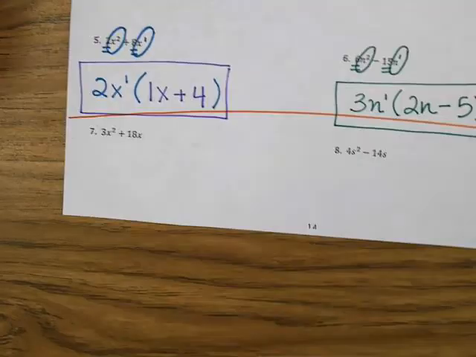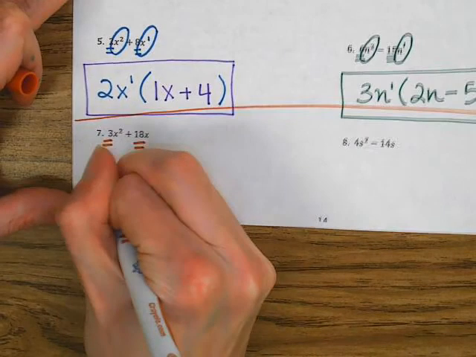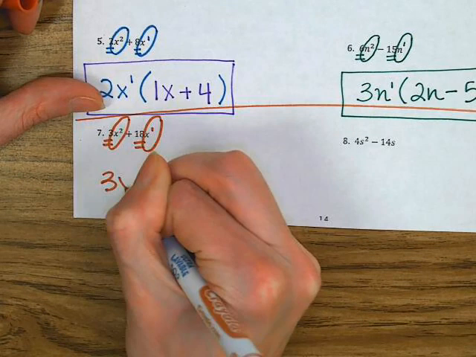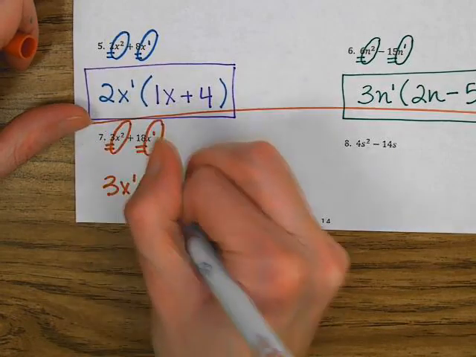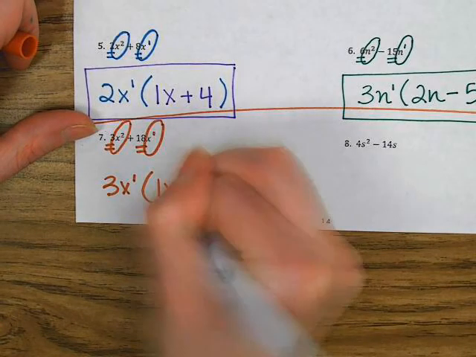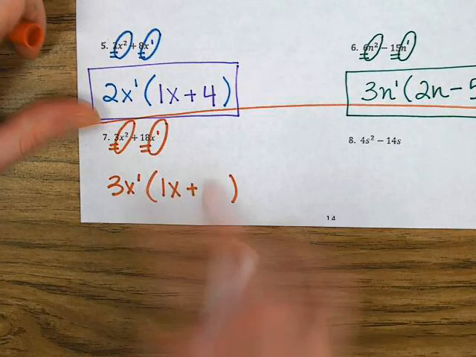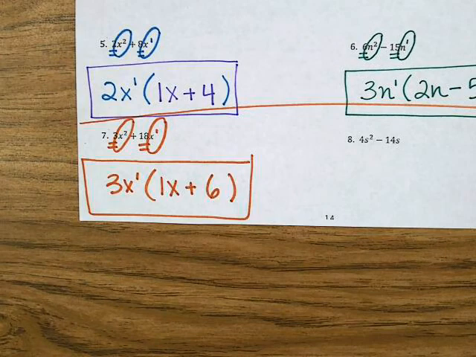So 7, numbers first. So 3 and 18, you can pull out a 3. And since they both have x's, you can pull out the smaller amount, so x1. All right, divide and subtract. So 3 divided by 3 is 1. And if you subtract the x's, there's 1 left. And then plus 18 divided by 3 is 6. And the 1 minus 1 is 0, so it's gone. All right, and then you guys should try number 8 on your own.